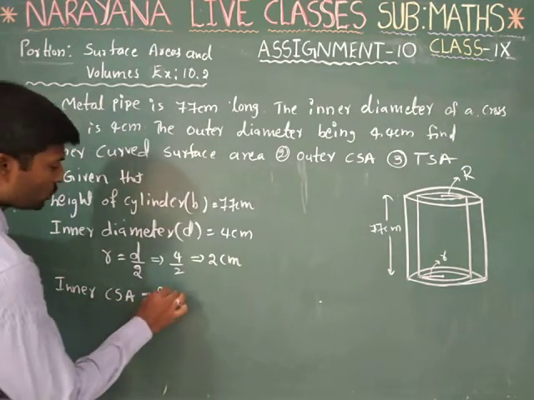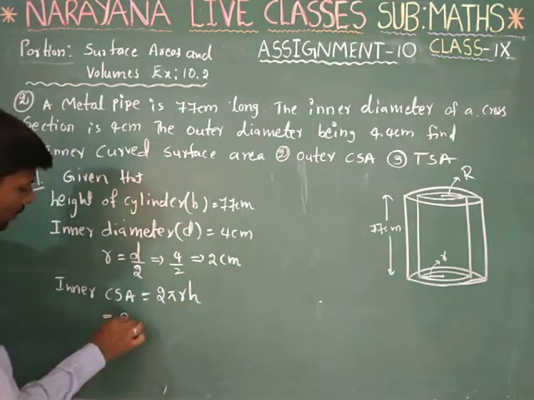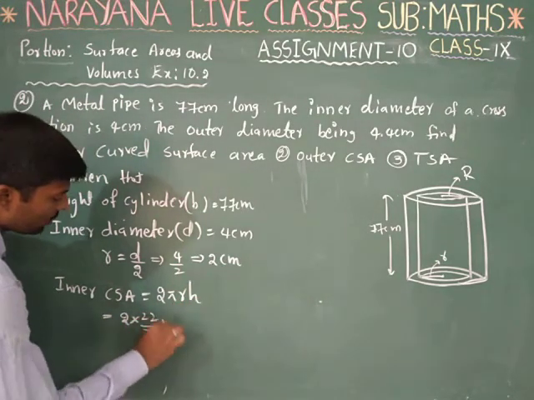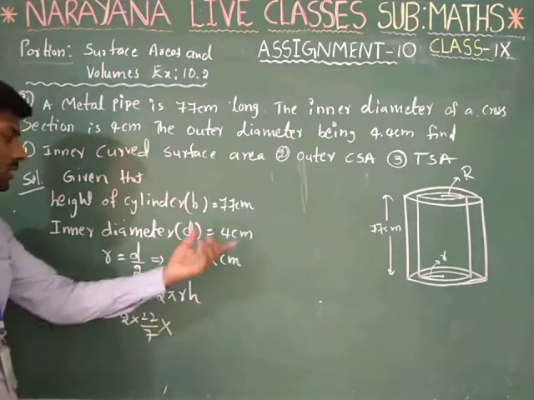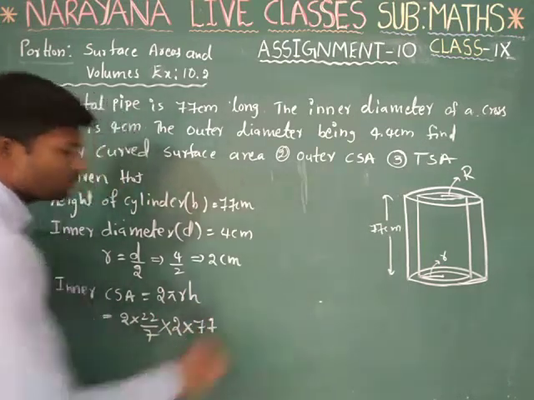The formula is 2 pi r h. We have to take the small letters. Here pi is 22 by 7, the radius of the cylinder is 2 centimeters, and h is 77.